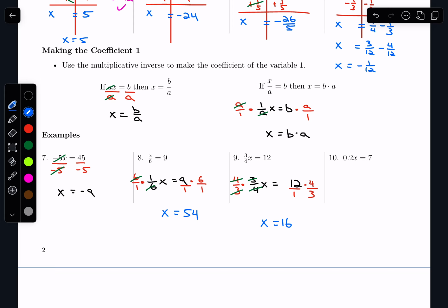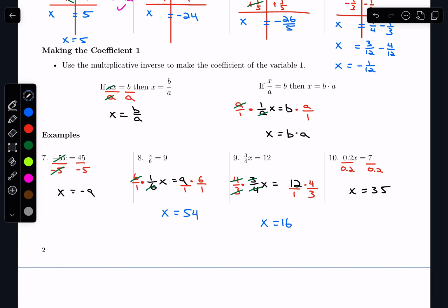Number 10, I have 0.2x equals 7. This is one where students and I disagree all the time, not on the answer, but on the easiest method. Almost every student, when they see this problem, will write division by 0.2. And that is perfectly fine. If we divide both sides by 0.2, I'm going to get x on the left. And on the right side, you may have to bust out a calculator to work that out, but it's going to come out to 35.